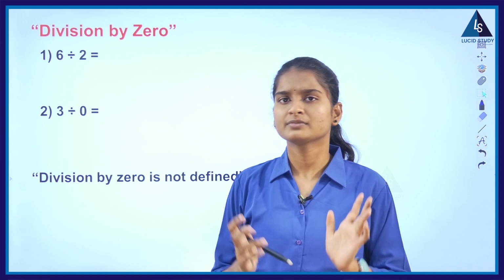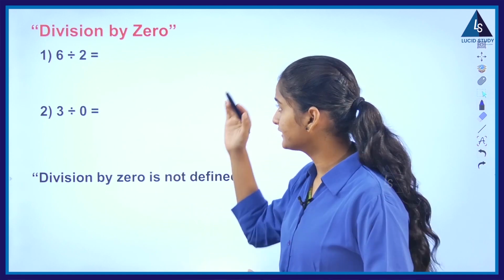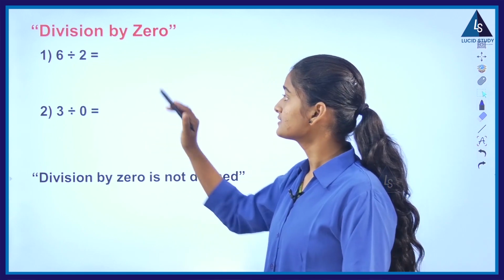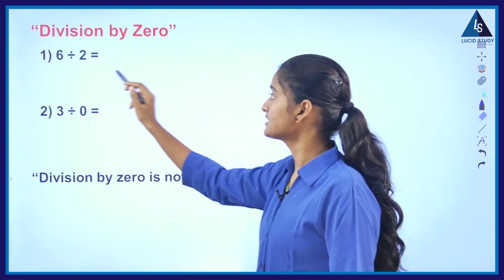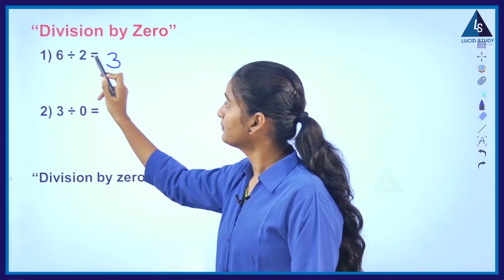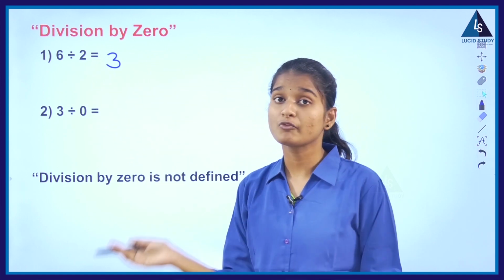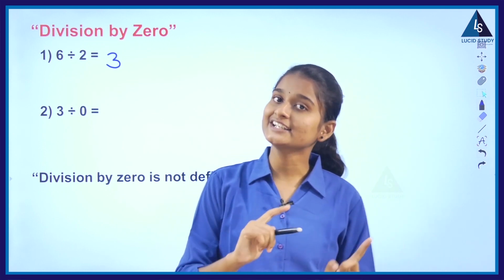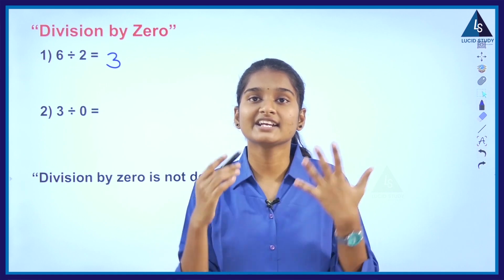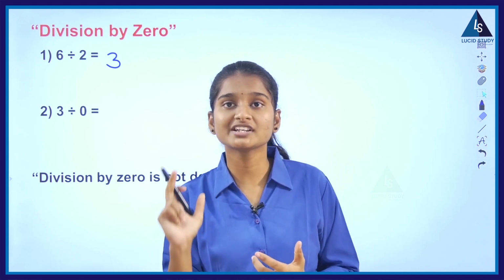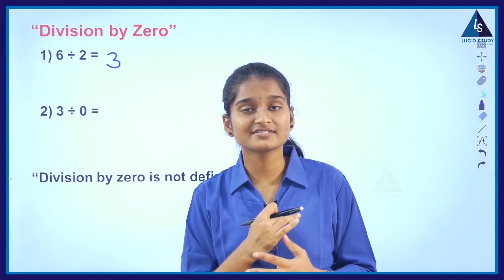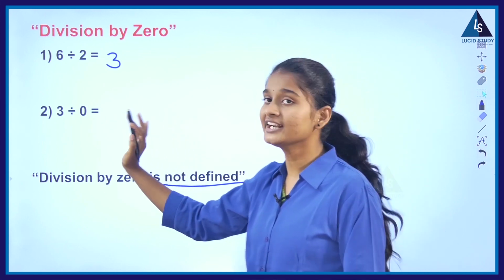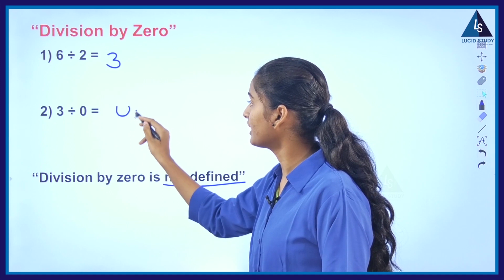Children, we divide numbers every day, right? Now let us learn how to divide by 0 or how to divide 0. So what is 6 divided by 2? 6 divided by 2 is nothing but 3, because 2 into 3 is 6. Then what is 3 divided by 0? Children, 0 cannot divide any number. If 0 divides any number, the quotient is meaningless. That is why we write it as undefined, right? So 3 divided by 0 is undefined.